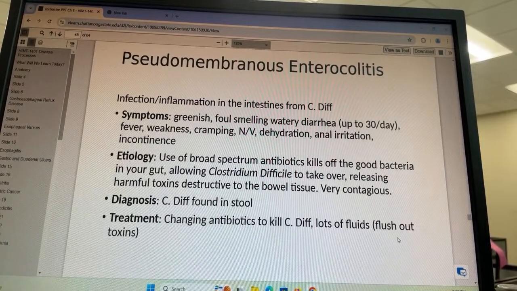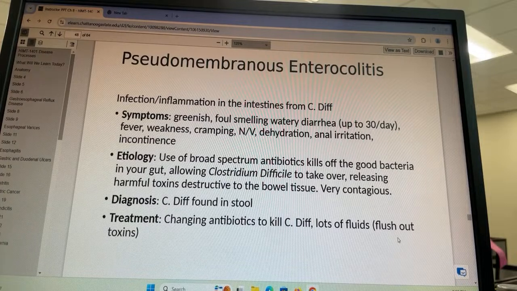How do people get this? Basically, this can happen when people take long-term broad spectrum antibiotics. There's narrow spectrum and there's broad spectrum. Narrow spectrum means they're targeting very specific types of bacteria, and they're only going to kill that particular kind. There's a gazillion different types of antibiotics, and a gazillion different types of bacteria. A narrow spectrum is going to target very specific ones, whereas broad spectrum are going to kill off most bacteria, good bacteria and bad bacteria.